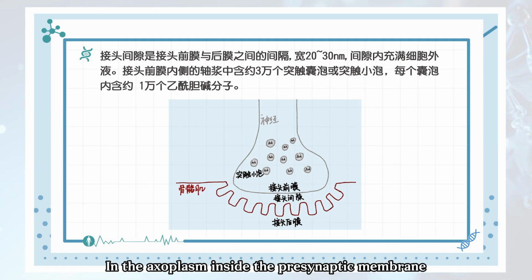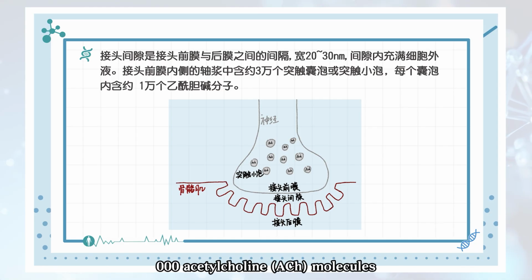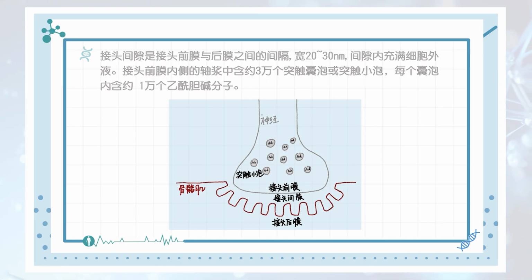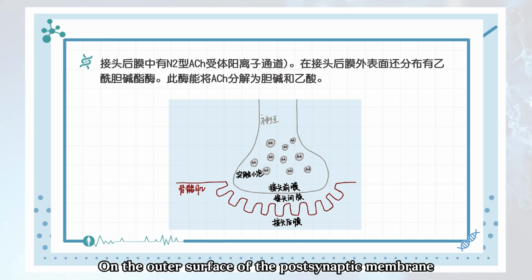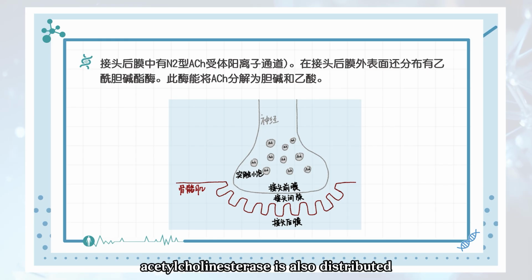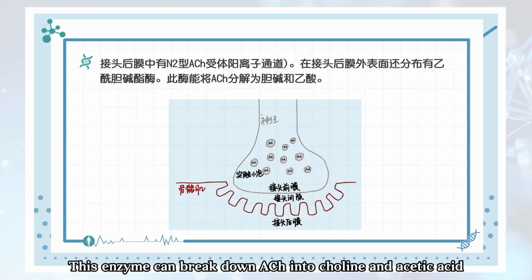In the axoplasm inside the presynaptic membrane, there are about 30,000 synaptic vesicles. Inside each vesicle, there are approximately 10,000 acetylcholine (ACh) molecules. In the postsynaptic membrane, there are type N ACh receptor cation channels. On the outer surface of the postsynaptic membrane, acetylcholinesterase is also distributed. This enzyme can break down ACh into choline and acetic acid.